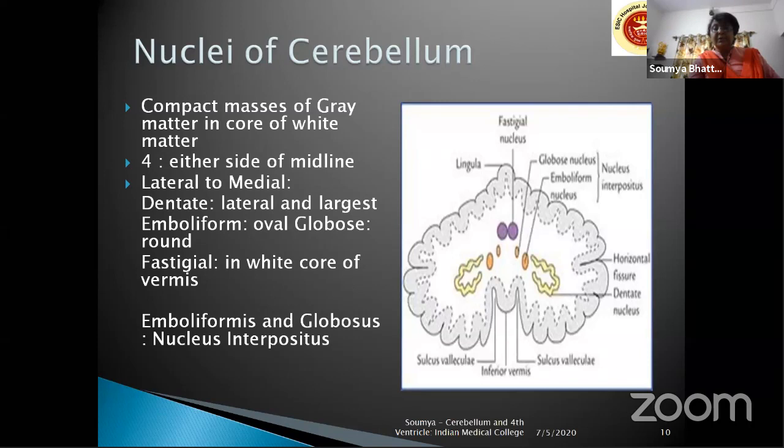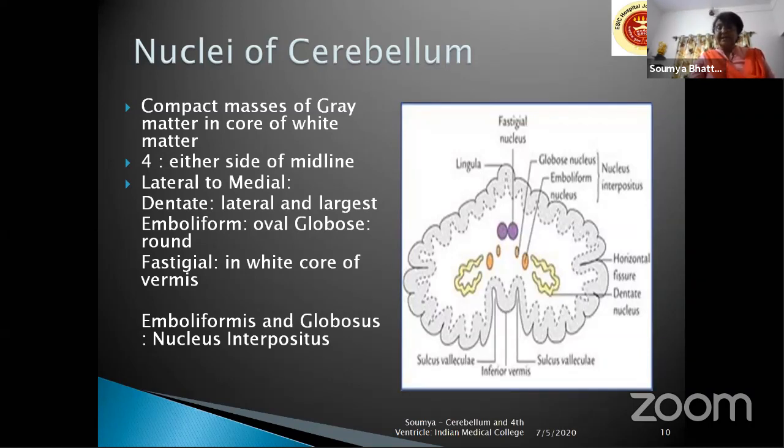Then there are 2 round nuclei. So all these are compact masses of gray matter in the core of white matter. These are 4 on either side, so total nuclei are 8. But when you are writing, your examiner will ask you to enumerate the nuclei of the cerebellum, where the examiner will want you to write in a chronological order, either from lateral to medial or from medial to lateral. But it has to be sequentially placed and it has to be chronological.